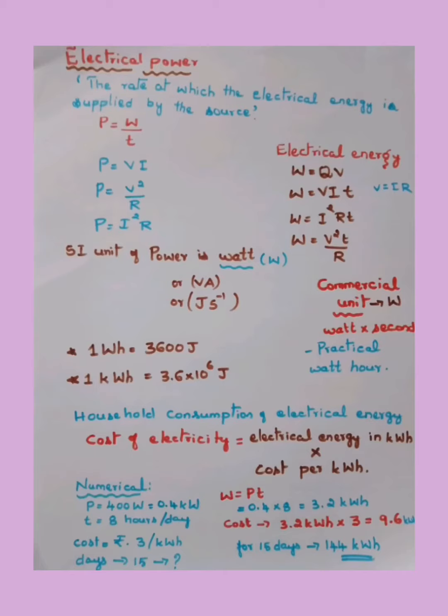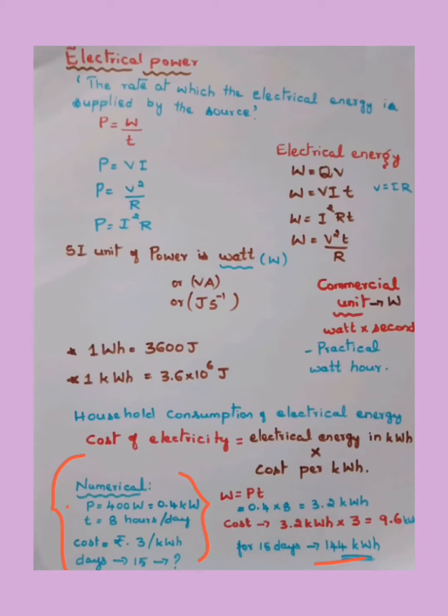And household consumption of electricity: in this concept, how is the cost of electricity for household purposes calculated? It is calculated as electrical energy in kilowatt hour into cost per kilowatt hour. This numerical was given in the model question paper. Let's try to solve it. We have taken a short form. While revising the question paper, we'll learn in detail.